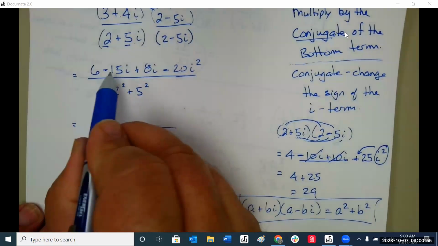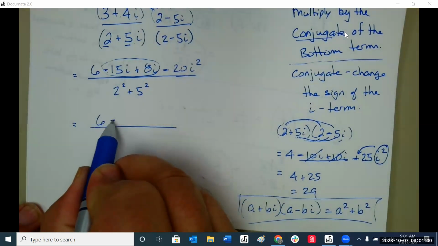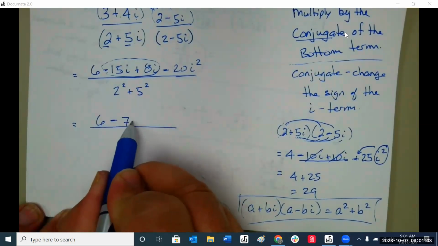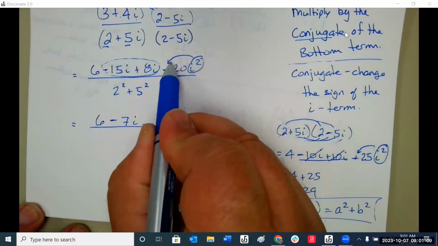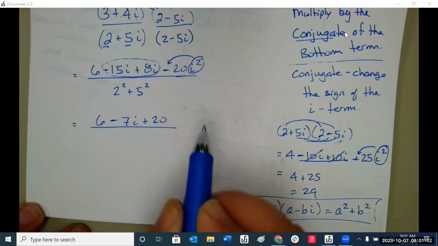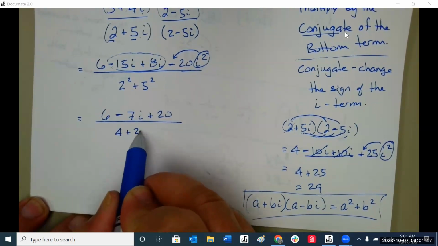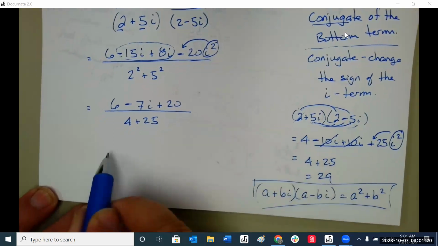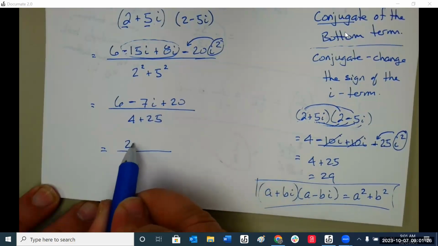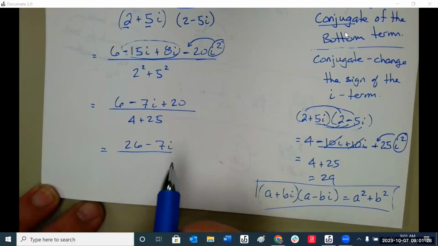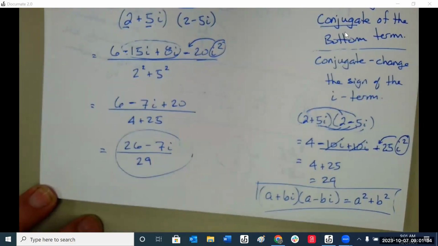So we have 6. Combine the like terms. We have those two. 15 is bigger, so it's negative. 15 minus 8 is 7i. The i squared changes the sign of its coefficient. So on the bottom we have 4 plus 25. Combine like terms. 6 plus 20 is 26. Minus 7i over 29. And there's our answer.